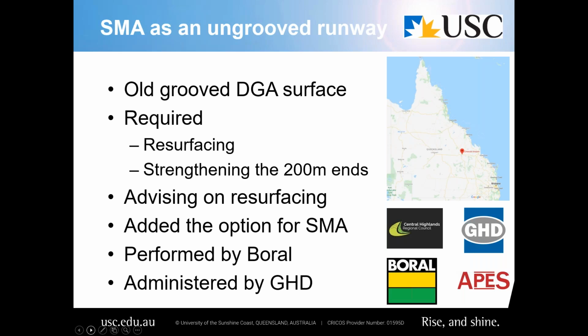We did quite a bit of homework. It wasn't a light decision that the Central Highlands Regional Council made as the owners of Emerald Airport. We actually tendered both options and evaluated and weighed up the pros and cons of each in quite some detail. But as it turns out, Boral was awarded the contract as an ungrooved stone mastic asphalt project. GHD performed the on-site and the contractual administration part of the project for the council.